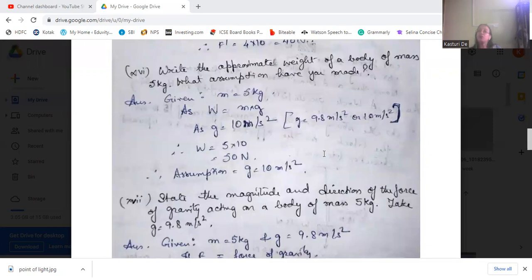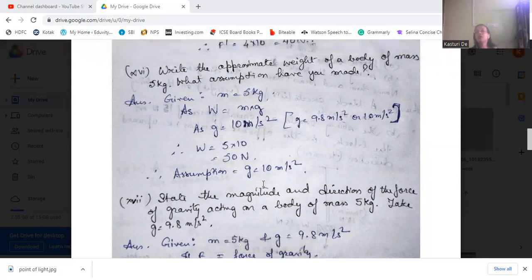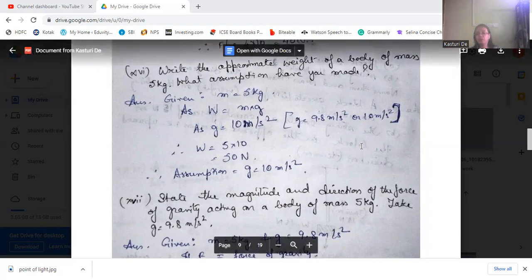Now given mass, we know it's 5 kgs, and weight is mass into acceleration due to gravity. If we consider g as 10 meter per second square, though it is 9.8, we can approximately round it off to 10 meter per second square. Then we get that W is equal to 5 into 10, that is 50 Newton. Weight is 50 Newton. So the assumption is g is equal to 10 meter per second square.